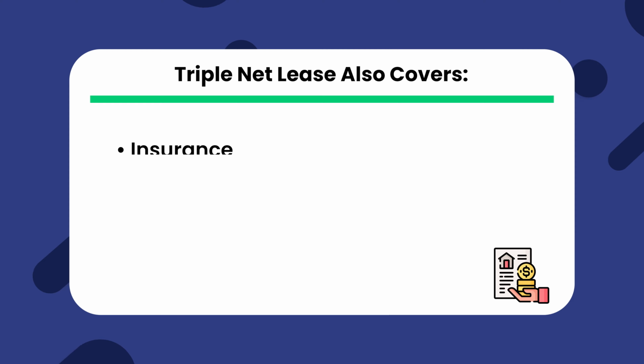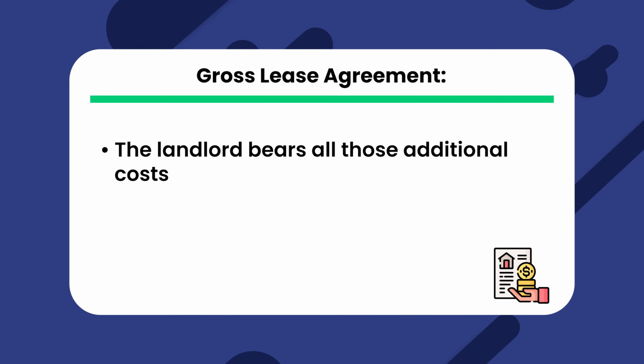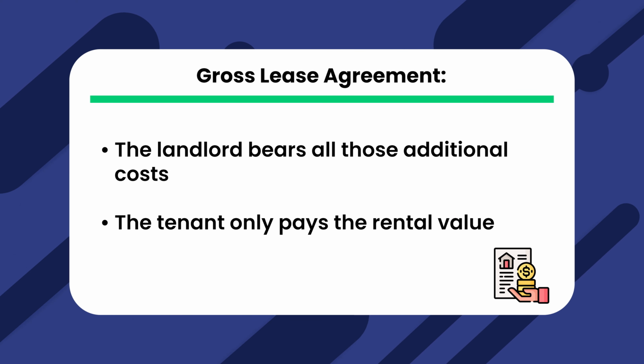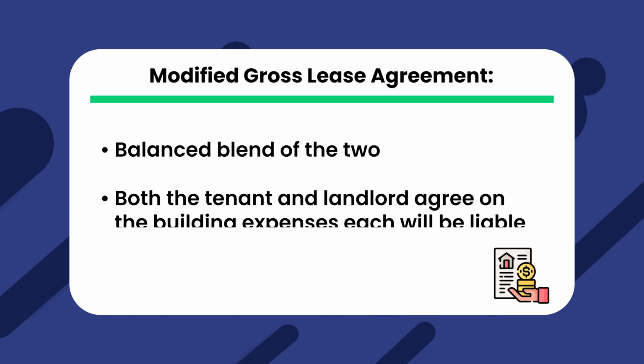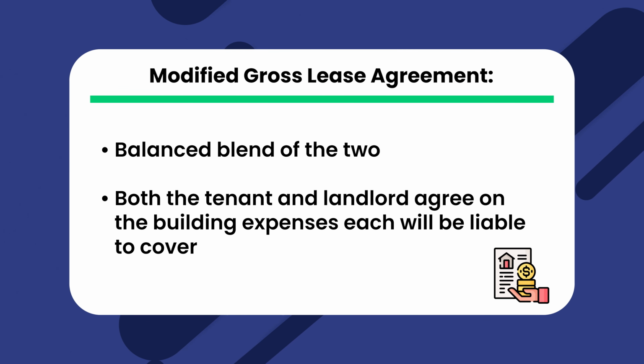In Illinois, there are 3 primary types of commercial leases. The first is a triple net lease, where in addition to the rent, the tenant also covers insurance, property taxes, and maintenance costs. Second, there's the gross lease agreement, where the landlord bears all those additional costs and the tenant only pays the rental value. And then we have the modified gross lease agreement, which is a balanced blend of the two, where both the tenant and the landlord agree on the building expenses each will be liable to cover.